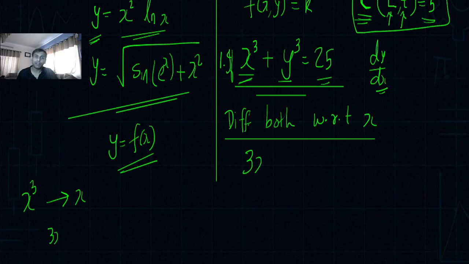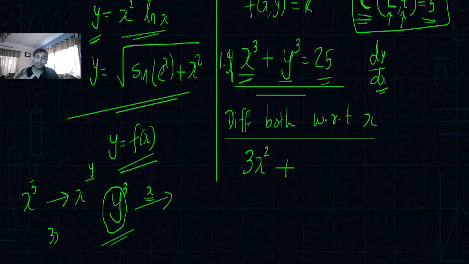I'm just using the formula: derivative of x power n is n x power n minus 1. Plus, now I have to differentiate y cube with respect to x. Now wait for 2-3 minutes, we have to understand this properly. Maybe you know the answer because you already learned this in grade 11. So y cube is a function which has a variable different from the one we differentiate with respect to. So all you have to do is write the derivative and multiply by dy by dx.